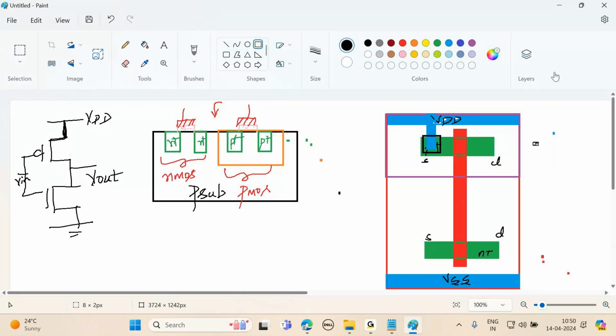And again, the source of your NMOS is connecting to VSS. So connect this to VSS. Again, you have one contact cut here. Next, what is required? Your drain and drain have to be shorted. So short drain and drain. Short drain and drain.